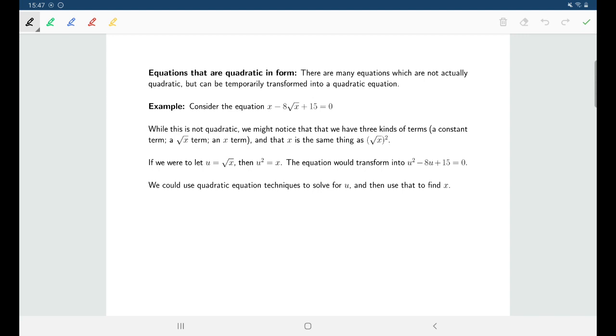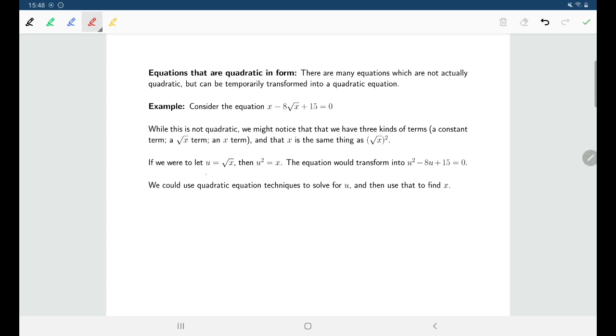An example of that would be here: x minus 8 root of x plus 15 equals 0. Technically, this is a radical equation. We have a root, so we could use the techniques from the previous video to solve it. But one thing that we might notice is that this is kind of like a quadratic equation in that we've got a constant term. We have something, the root of x, and that same something that's been squared. x is the root of x after you square it. And so if we did a little bit of a substitution here, we could rewrite it as a quadratic equation.